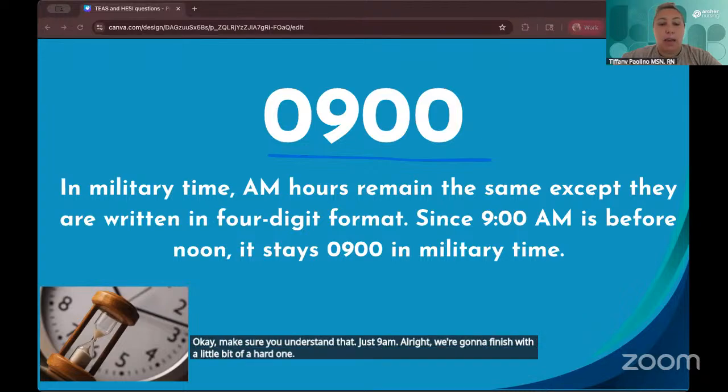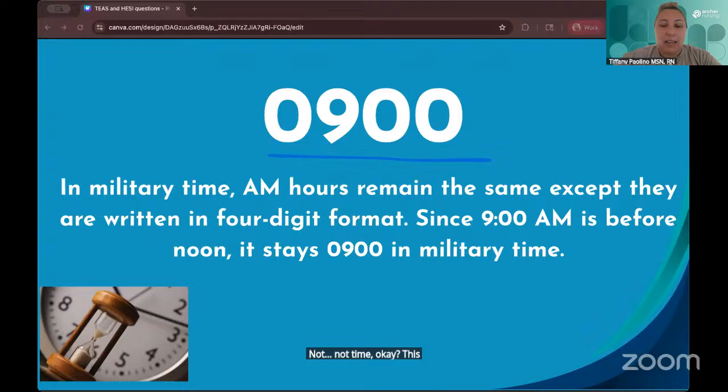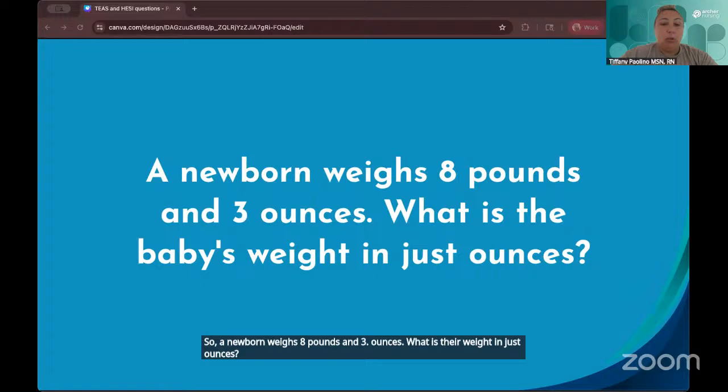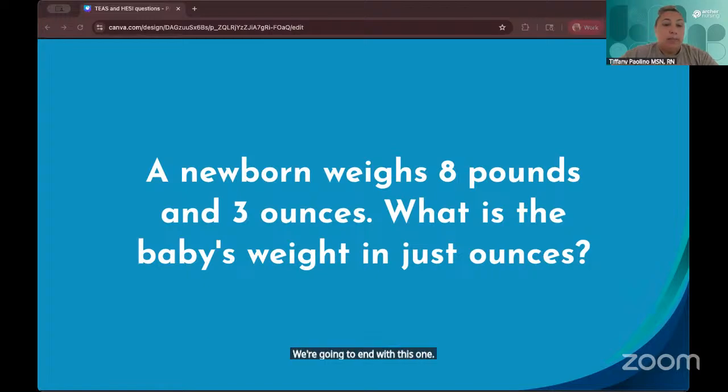All right, we're going to finish with a little bit of a hard one. Not time, okay? This is a conversion. A newborn weighs 8 pounds and 3 ounces. What is their weight in just ounces? We're going to end with this one. Kind of a tough one. So we have 8 pounds and 3 ounces. What is it in just ounces? How many ounces does this baby weigh?